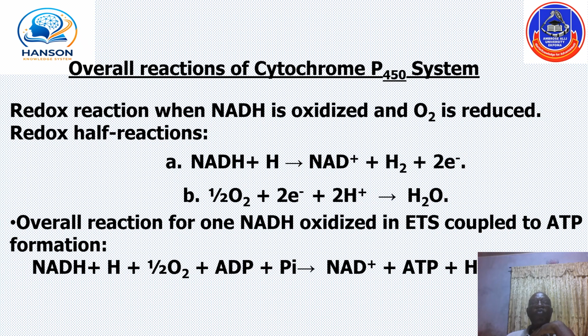This is the overall reaction equation for cytochrome P450. It is a redox reaction where NADPH is oxidized and oxygen is reduced. The half equation is presented. Of course, the full equation is coupled to ATP synthesis.